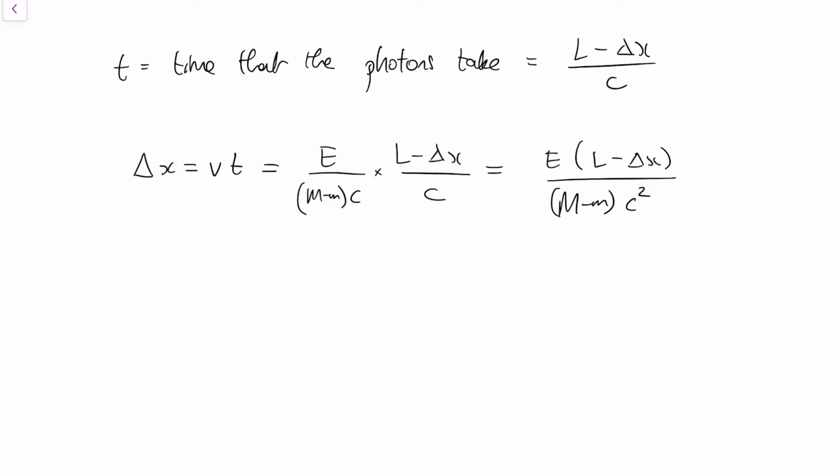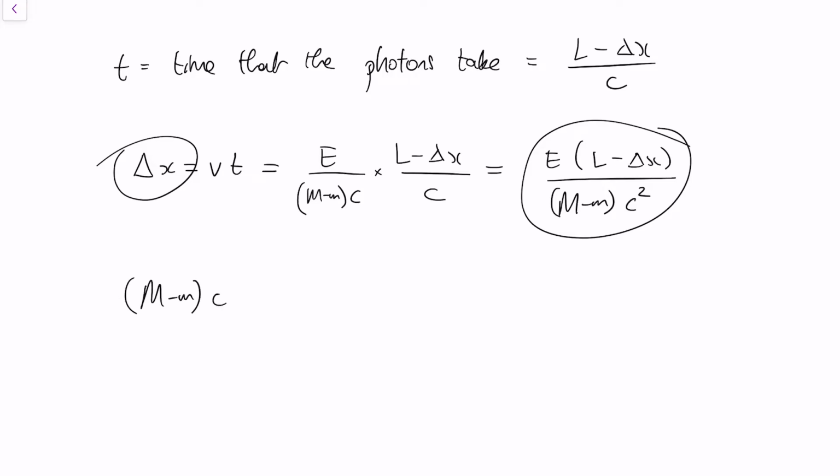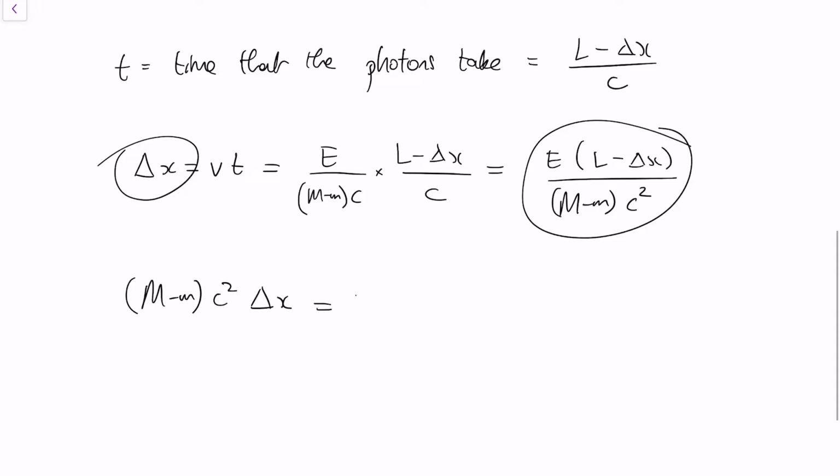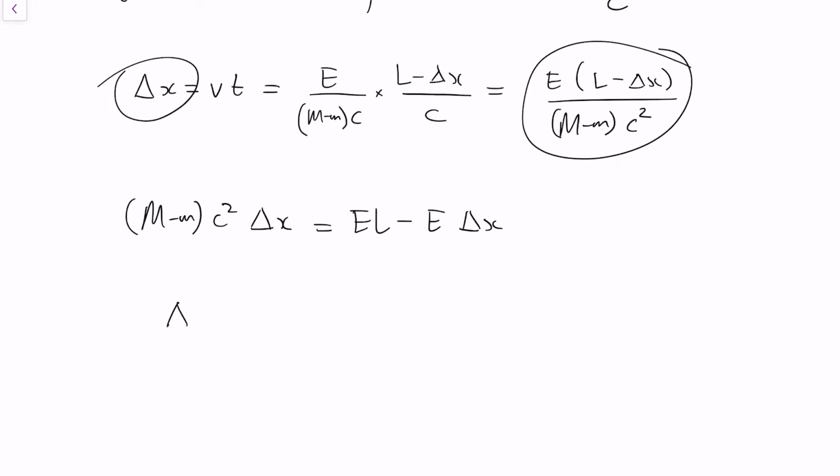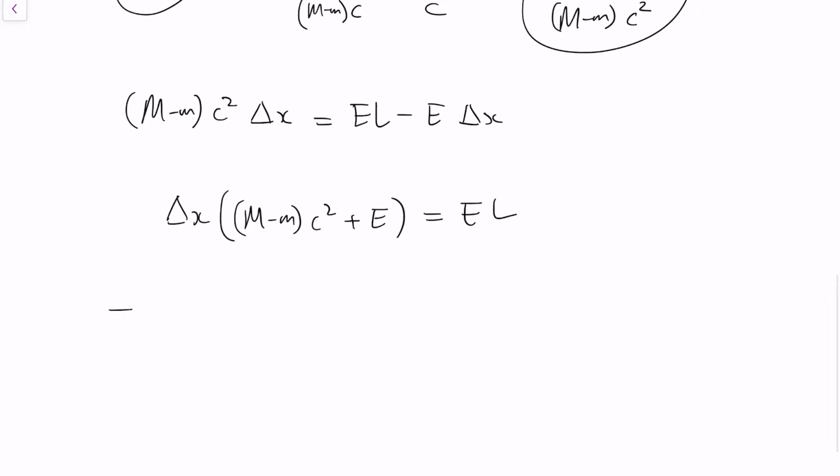Now, if we rearrange that, in other words, combining that with that, we will have (M minus m) c squared delta x is equal to EL minus E delta x. If you make delta x the subject, so delta x into [(M minus m) c squared plus E] is equal to EL. That implies delta x is equal to EL divided by [(M minus little m) c squared plus E].